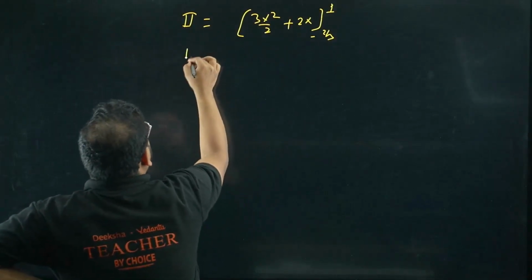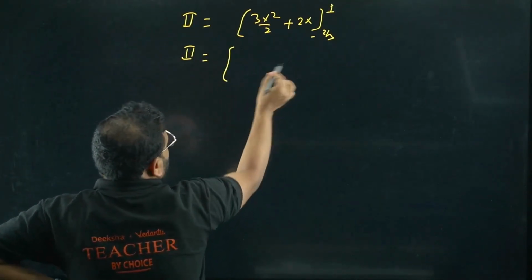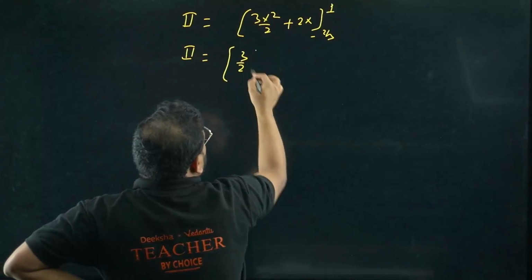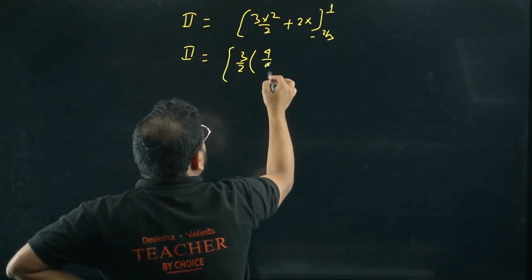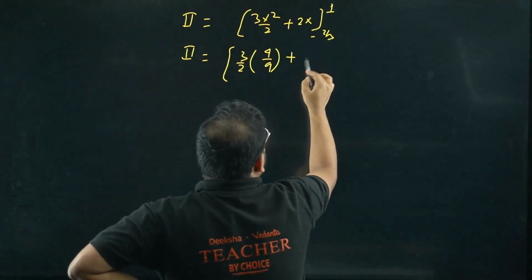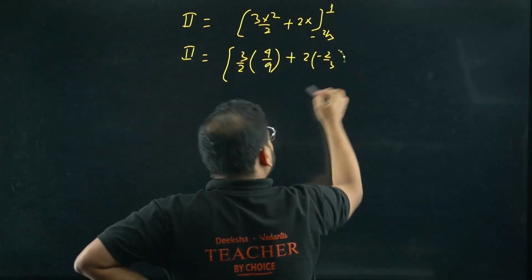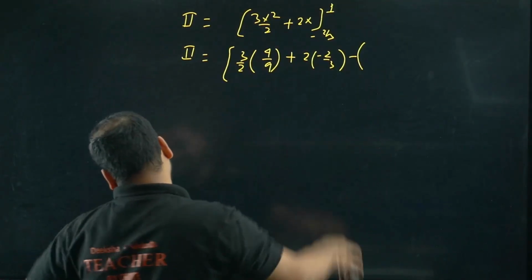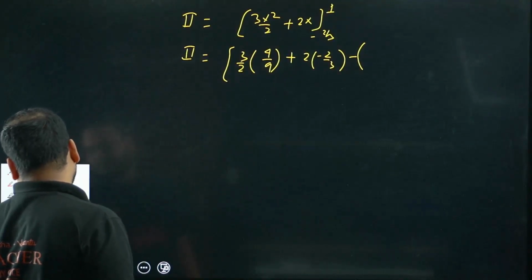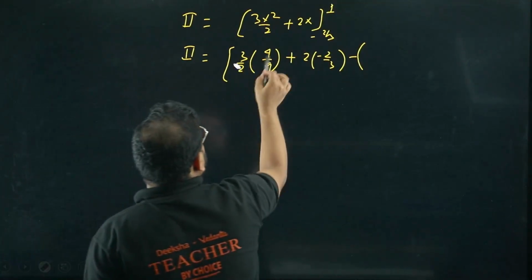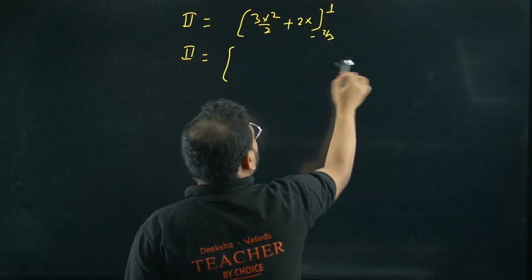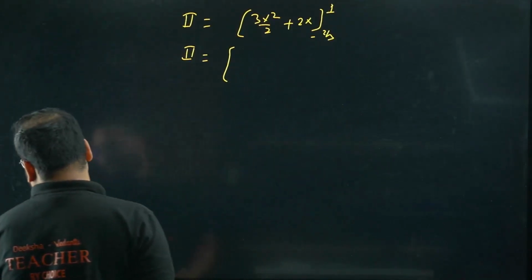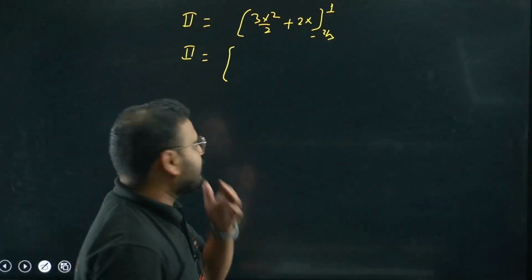Great. So your part 2 will become, have a look, put here 3 by 2, 4 by 9 plus we have here 2 times of minus 2 by 3. And then we have the minus sign coming. What I've done, I've taken the lower limit first. I have to apply the upper limit, no? I can put a minus sign in front also, that doesn't make any difference, but still I want to do it right for all of you.